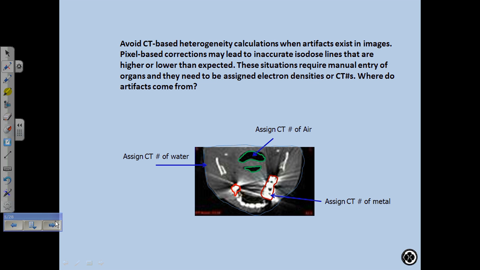So in XCO, how would you do this? You don't assign CT numbers, you assign electron densities. Okay. What CT number would you assign for metal, though?